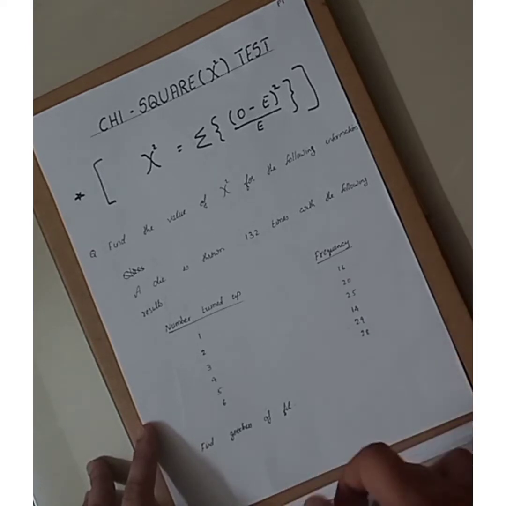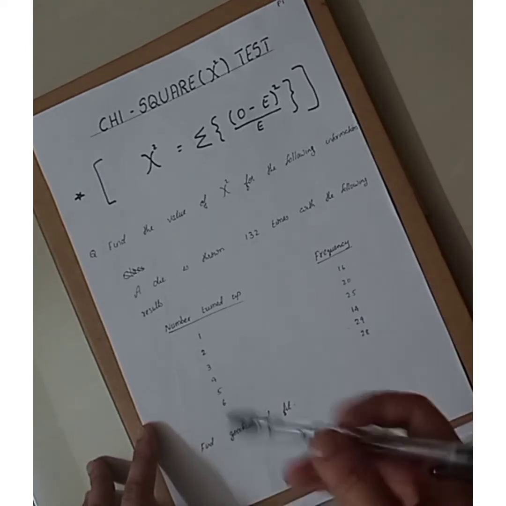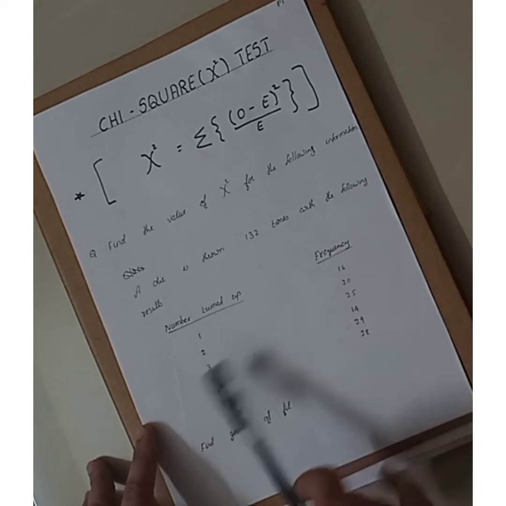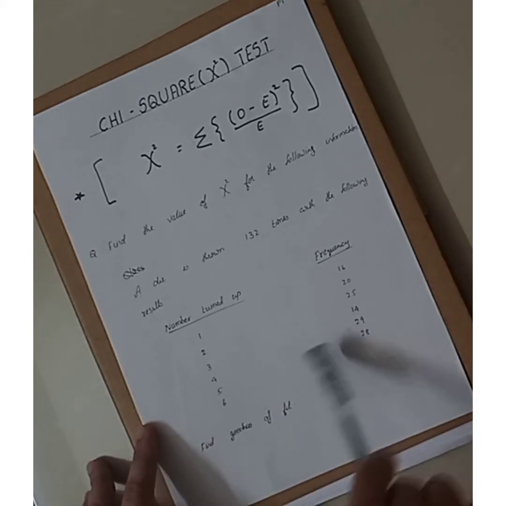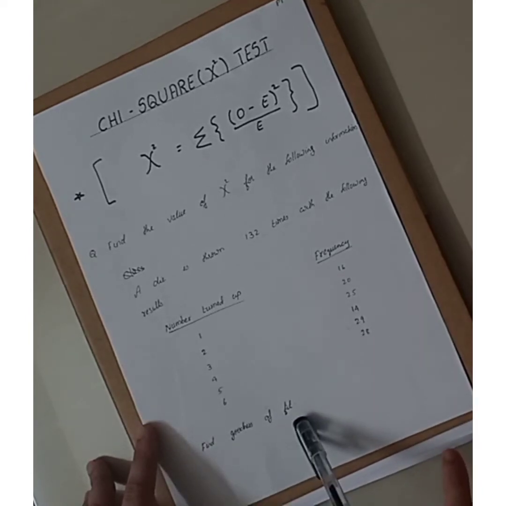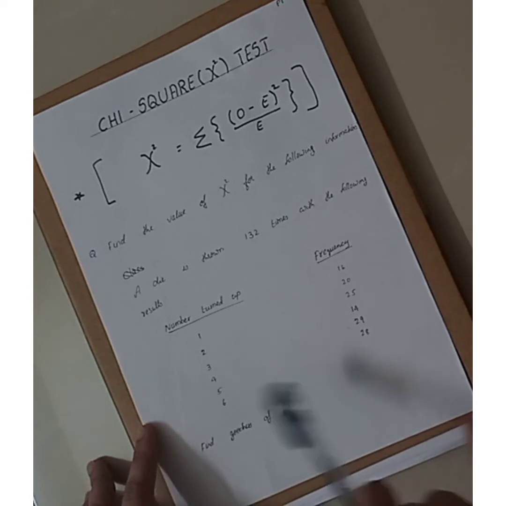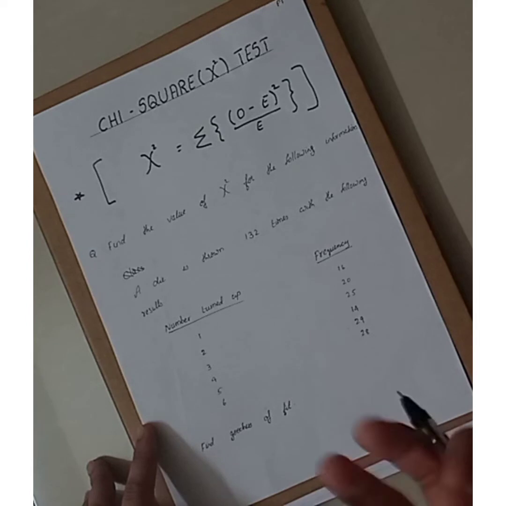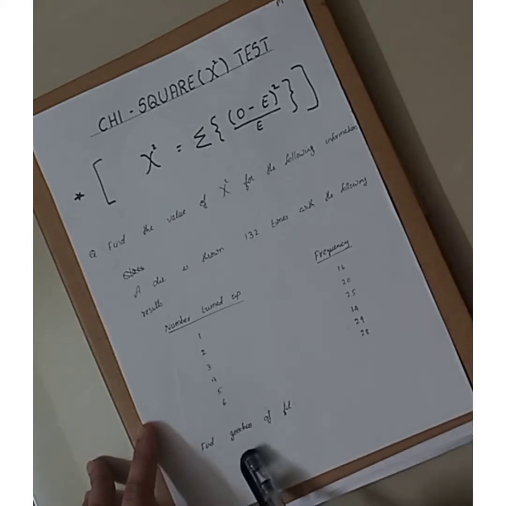Now we have to solve it. What is the first step? This is actually hypothesis testing, so you are asked to find the goodness of fit. What will be our null hypothesis? The null hypothesis is that the particular die that we are throwing is unbiased, and there exists a goodness of fit. That means there is no big difference between the observed frequency and expected frequency.